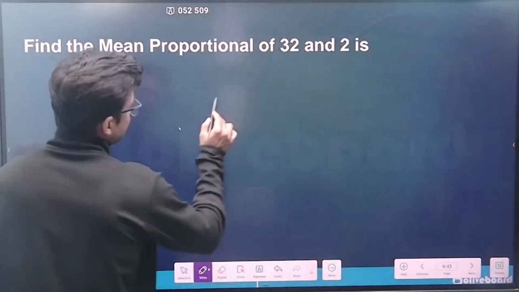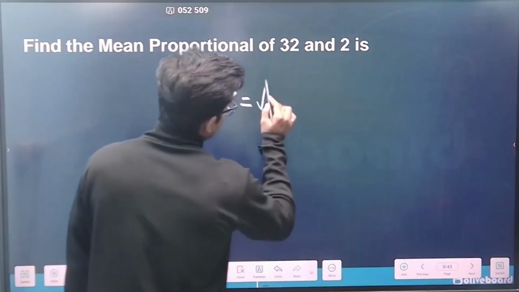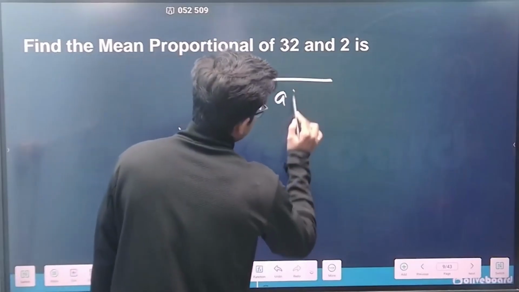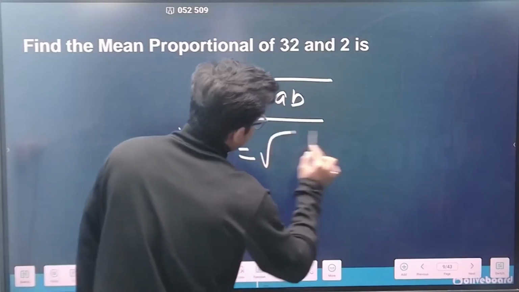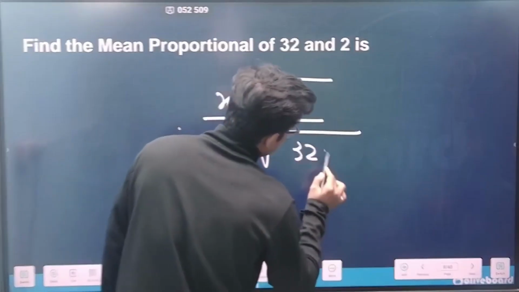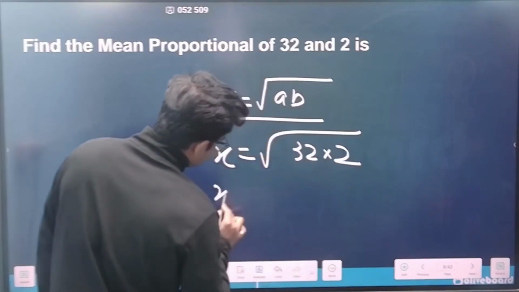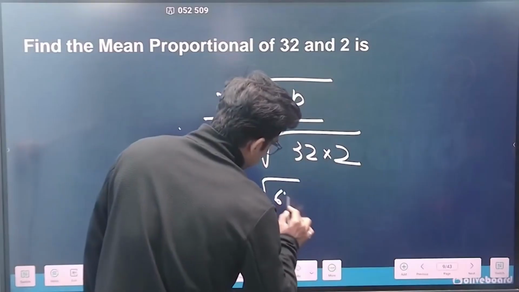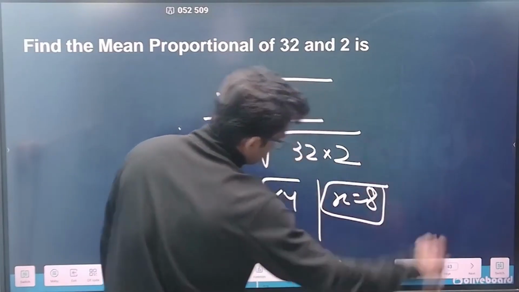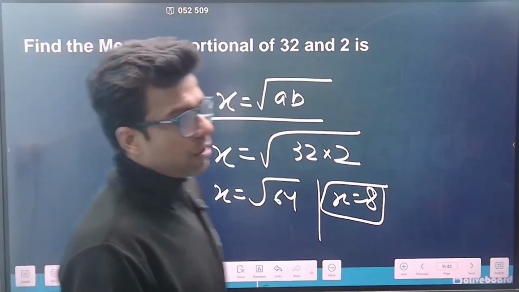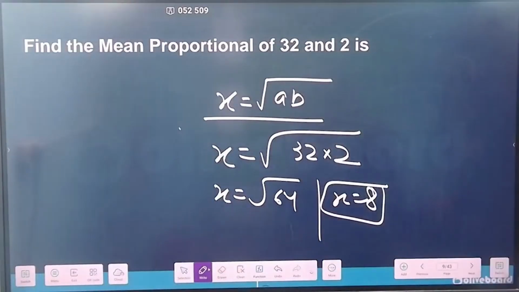The formula is x is equal to the square root of a into b. So here also I will write x is equal to the square root of 32 into 2, which is 64. So x equals the square root of 64. So from here x equals 8 is the answer. I hope this is clear. This is called mean proportional.